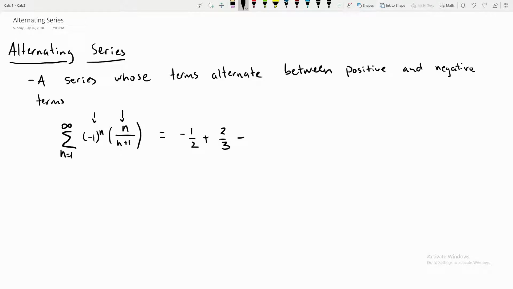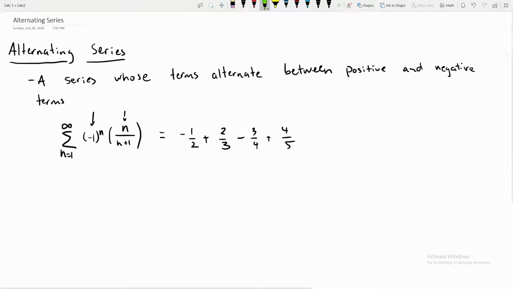Now if we take a look at when n is equal to 3, this term now becomes negative again because the exponent is now odd, meaning we are going to keep this negative sign. And then if n is equal to 3, this is just going to be minus 3 over 4. And again, when n equals 4, now it'll be a positive sign because minus 1 is raised to an even exponent, meaning that negative sign will disappear. So now we'll have plus 4 over 5.